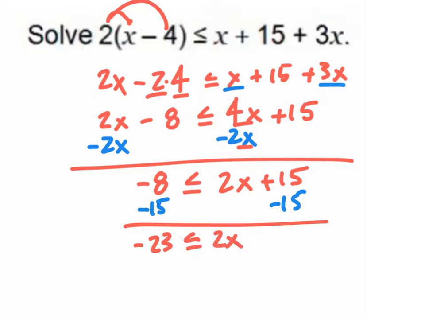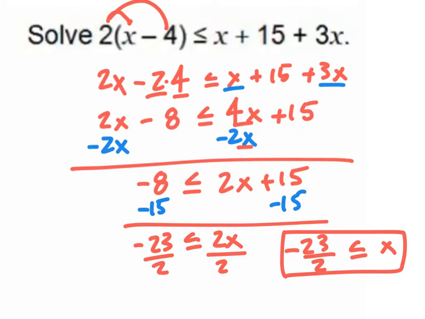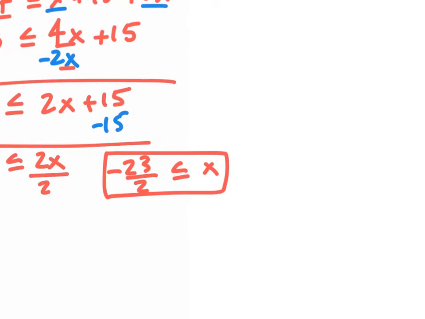Now, the beautiful thing is right now, I just get to divide by 2 on both sides. Because I'm dividing by a positive number, I don't have to flip my inequality. All right? So as a result, I get negative 23 halves is less than or equal to x. And that's my answer. You can write that as 11.5? Yeah, same thing. So negative 11.5 is less than or equal to x.